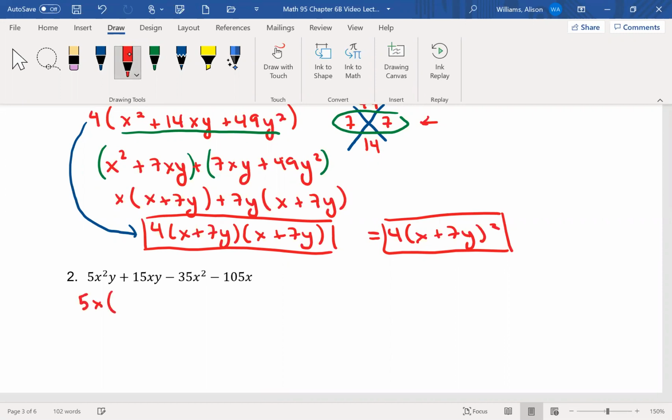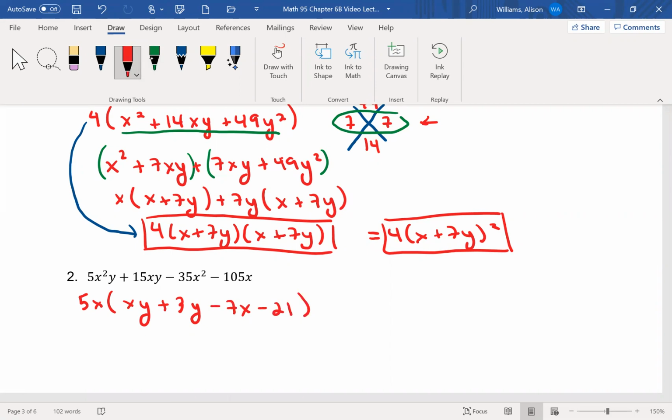In the first term, let's see, I'll be left with xy. And in the second term, I'm left with a 3y. Third term, I'm left with a 7x. And then 105 is 21 and no x at all. Okay, so that's what I'm left with.